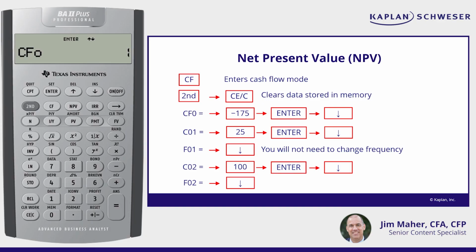And then we're going to enter our 175. Make sure you put in a negative here, otherwise you're not going to get the right calculation. And then we're going to put in our enter. And we're going to scroll down. You see C01. That is going to be our cash flow at time 1.